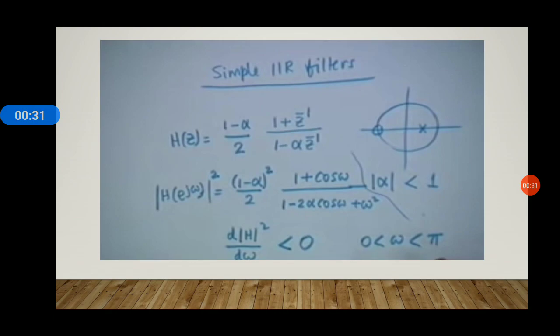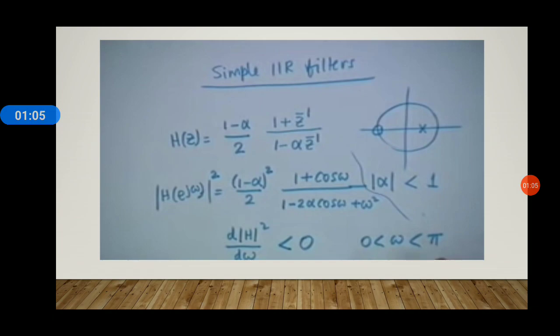In order to make it an IIR filter, we need to introduce a pole into the system. From the definition, a pole is the point where the system diverges. So to make it an infinite impulse response, we need to introduce a pole to the system. What we have done is introduced a pole at z equal to alpha, by dividing the numerator by 1 minus alpha z inverse.